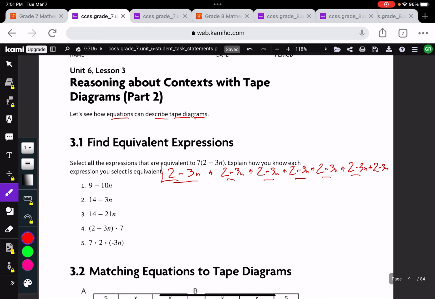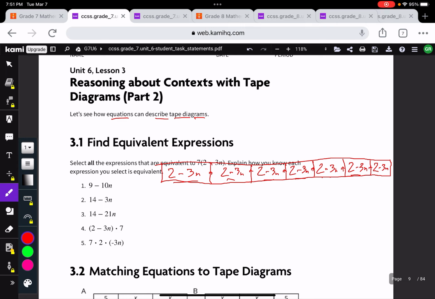If I wanted to draw a tape diagram, I guess I could just go ahead and draw it. That's this tape diagram. That is 7 2 minus 3n's. There's 7 of them. So a short way of writing that is 7 times 2 minus 3n. So we need to pick number 1, 2, 3, 4, 5, or it says to select all. So I'm guessing there's going to be more than one correct answer.